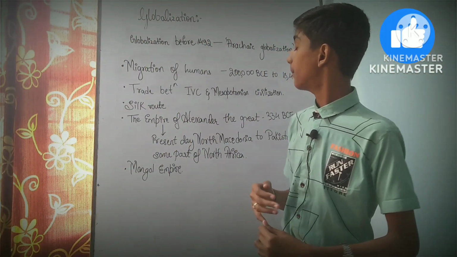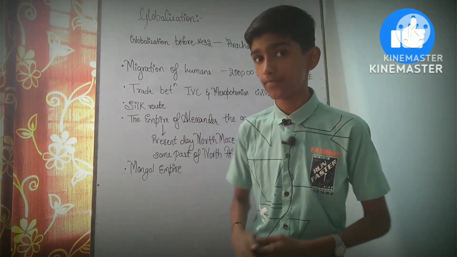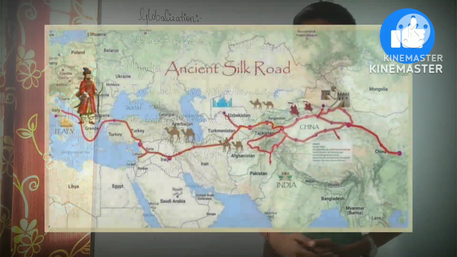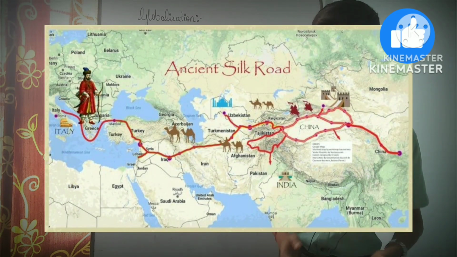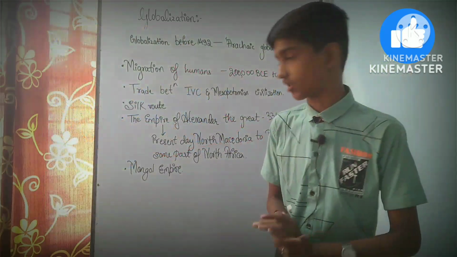The third proof is the Silk Route. It was the route which the Europeans and the Asians used to trade with each other.